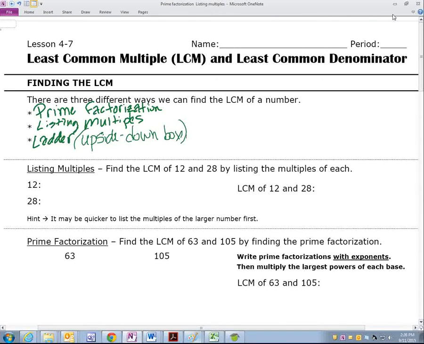No, we're doing the study guide on Monday. Not gross, but just not pleasant.